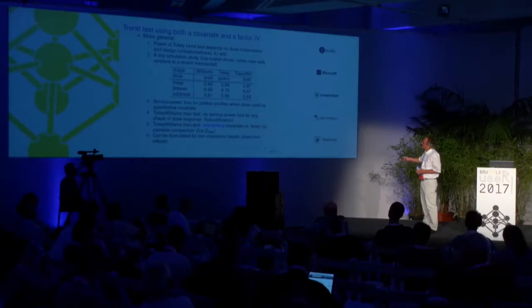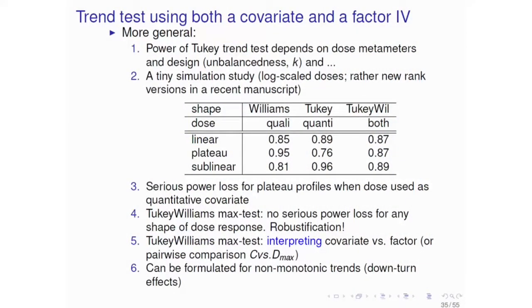Williams qualitative, Tukey quantitative, Tukey and Williams both. And you look what happens. If you have a linear true alternative, then of course Tukey has a higher power. If you have a plateau, of course Tukey will fail, and of course Williams will show a high power. If it's sublinear, of course Williams will not have a good power, Tukey will have power.